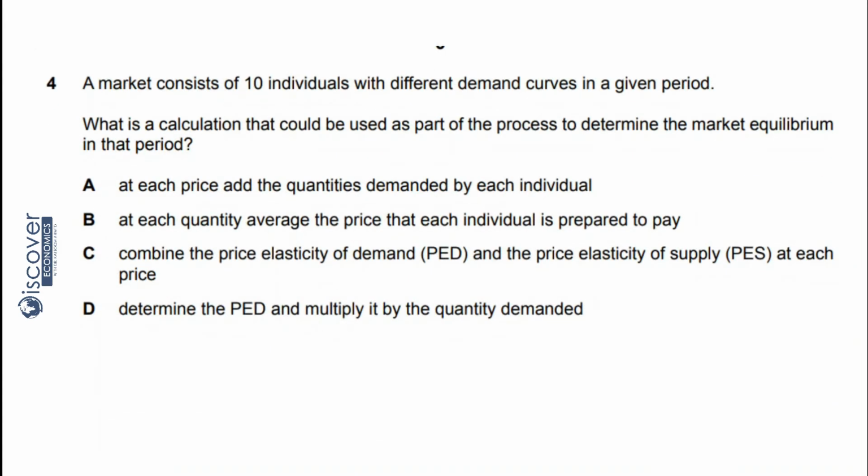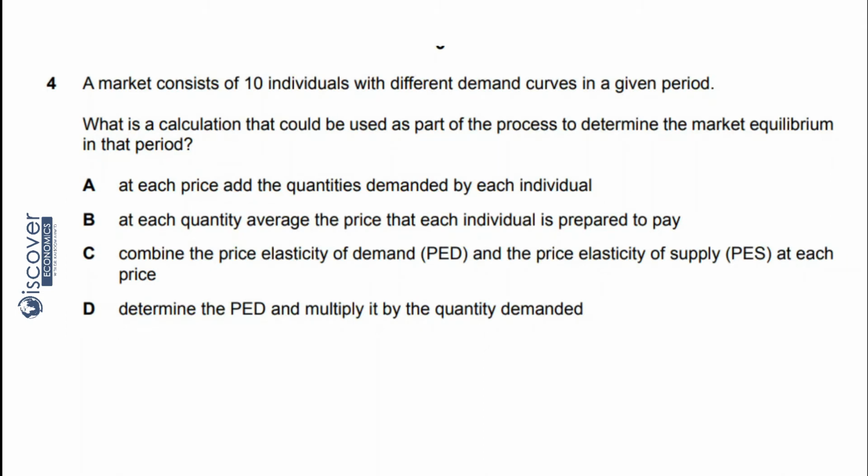Now come to next question. A market consists of 10 individuals. Now imagine in your mind that you are talking about 10 people with different demand curves. Now imagine how you would draw the demand curves. So these are going to be negatively sloping demand curves. 10 diagrams, 10 curves you are going to draw. What is a calculation that could be used as part of the process to determine the market equilibrium in that period? Now you know that the market is always the sum of individuals. First of all, you are going to draw 10 demand curves, then you are going to think about one single price that could be any price.